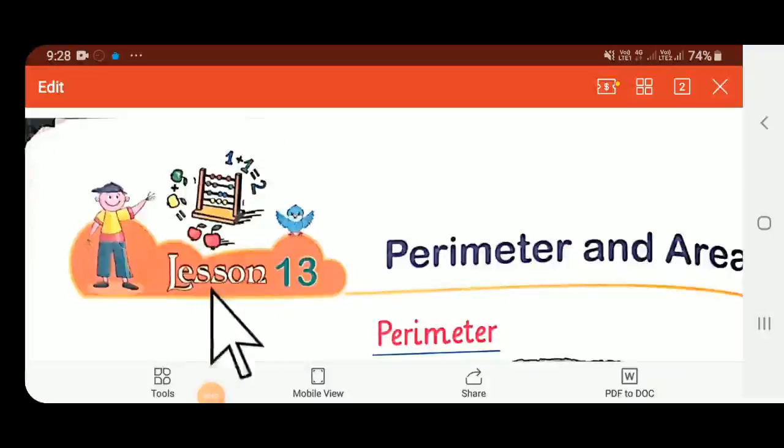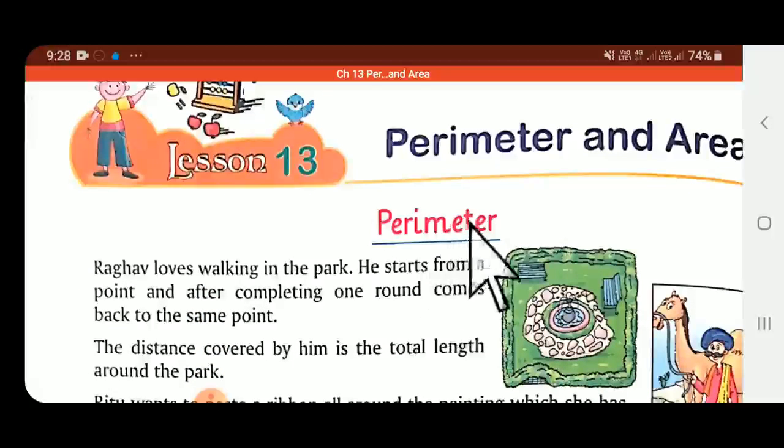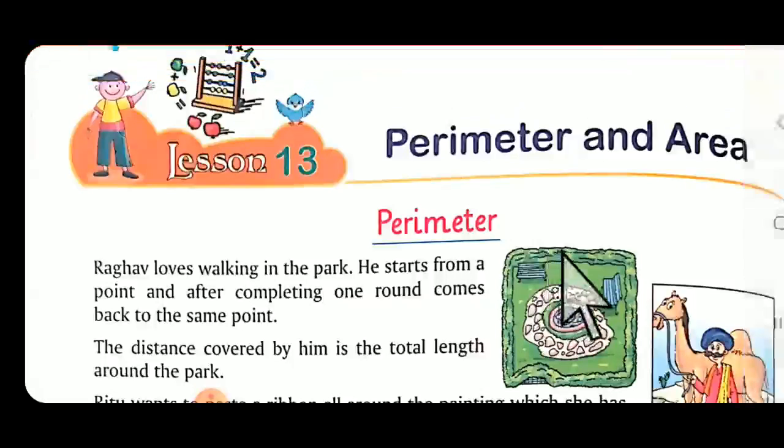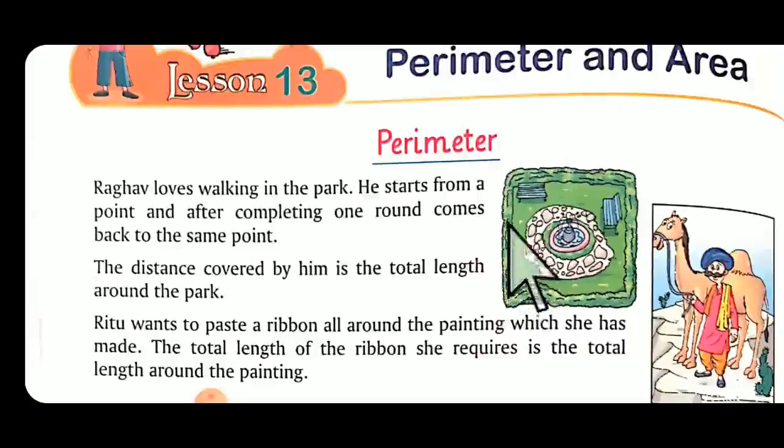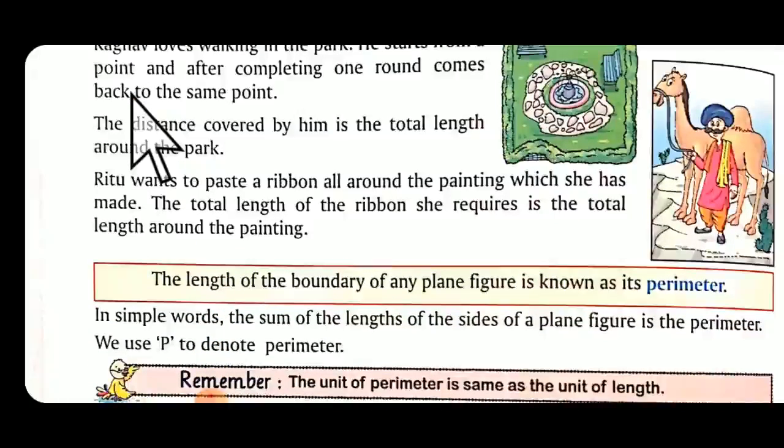Hello children, today we are going to begin with lesson number 30, that is perimeter and area. What do you mean by perimeter? Perimeter is nothing but the length of the boundary. Boundary of any figure. The length of the boundary of any figure, we call it perimeter. The length of the boundary of any plane figure is called perimeter.